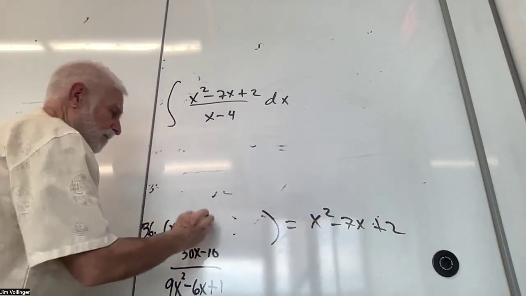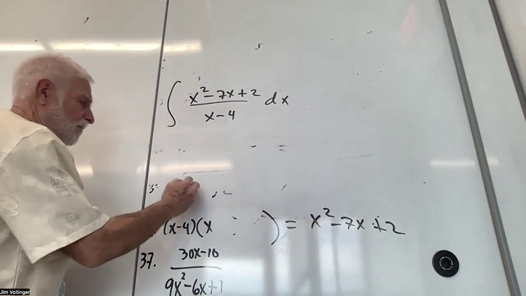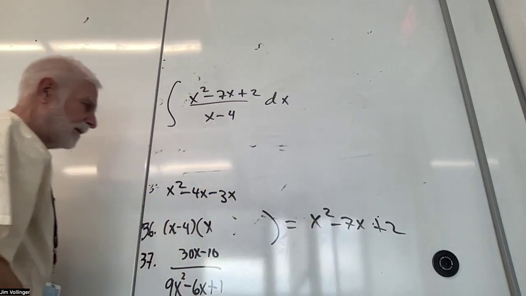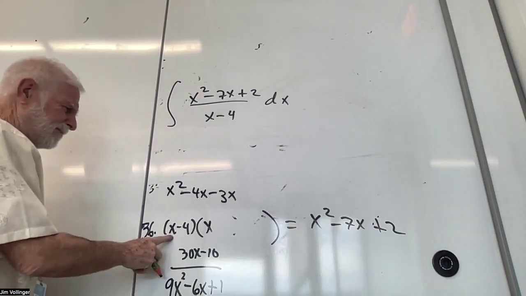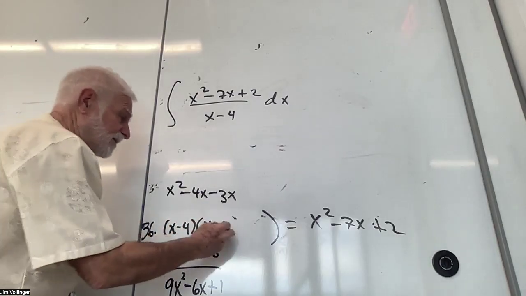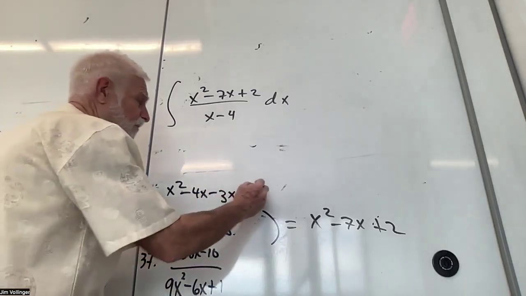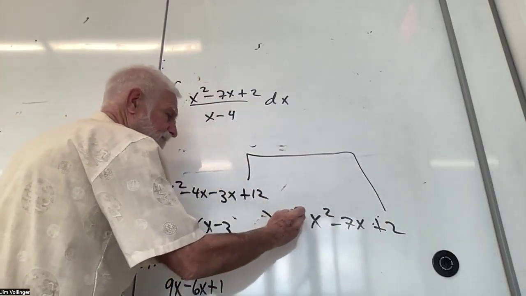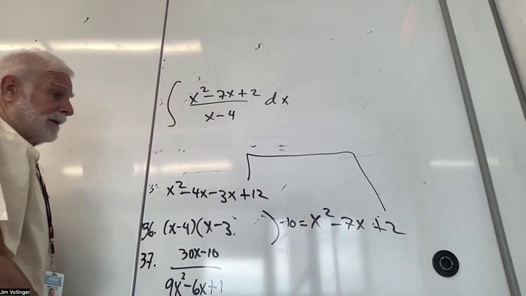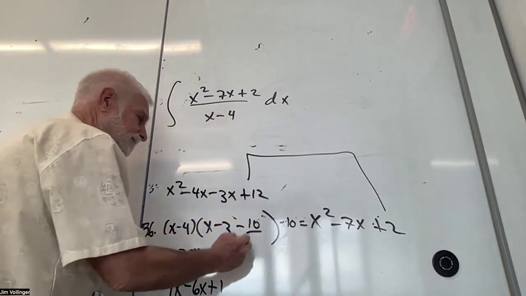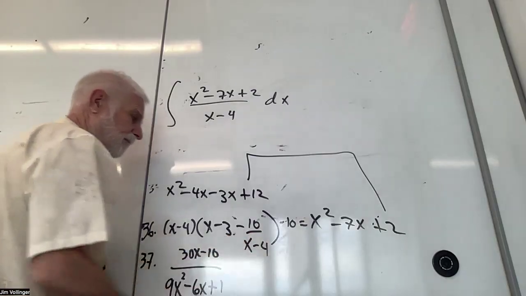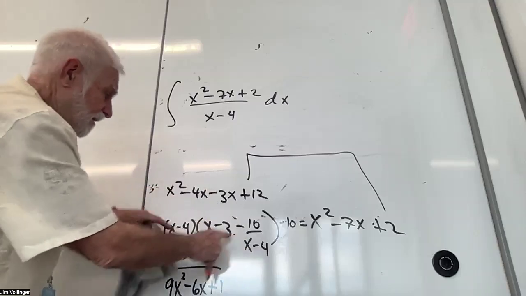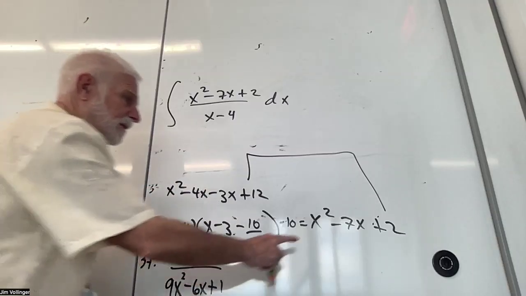X times what is x squared? X. Now I have x squared minus 4x. I need another minus 3x to get to minus 7. How could I get x times what gives me minus 3x? Oh, x times minus 3. Of course, that gets me 12 now. How do I get from 12 to 2? I think I have to subtract 10. But we like to move that 10 inside here, so that when I do that multiplication, what happens to the x minus 4s? I take 10 away from positive 12 to get 2.